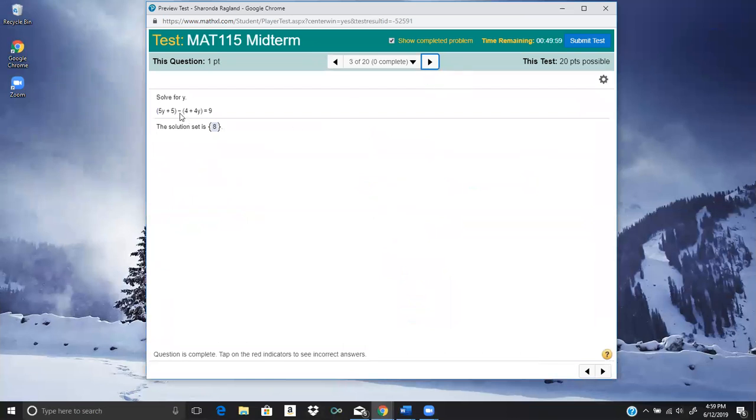And then you have equations to solve. So you're just looking at it. Okay. So make sure when you're putting in your answer that you do not write y equals. Just put it as a solution set. Just write the answer in the solution set.